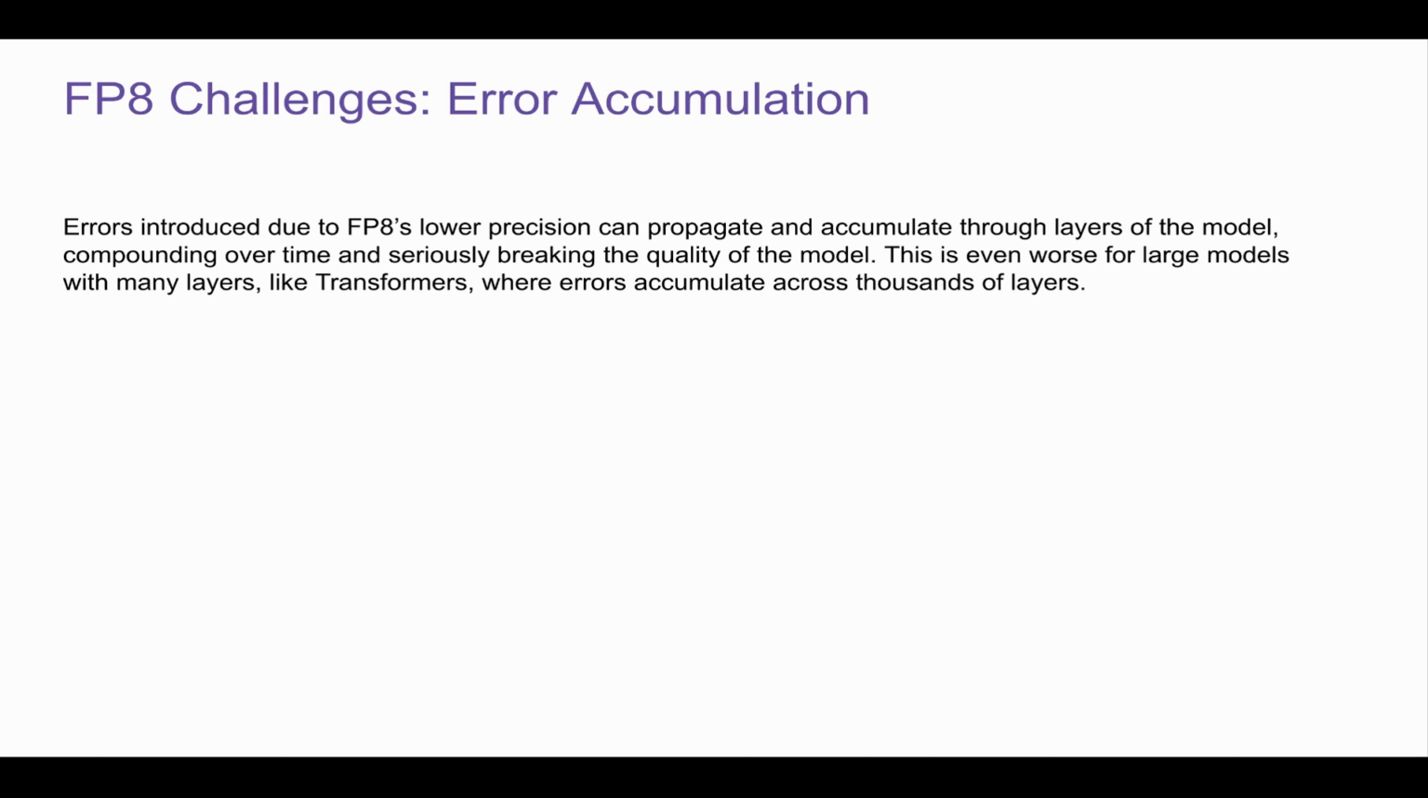The next FP8 challenge is error accumulation. This is related to the first challenge, actually. Errors introduced due to FP8's lower precision can propagate and accumulate through the layers of the model, compounding over time and seriously breaking the quality of the model. Nowadays, modern AI models are usually large, like transformers, and they have a lot of hidden layers. So the errors accumulate very fast across those layers, and the error becomes pretty big and the quality impact is pretty bad.